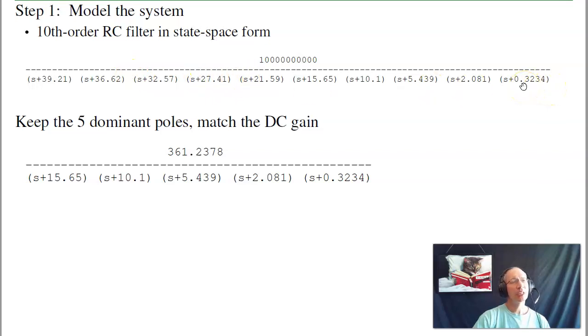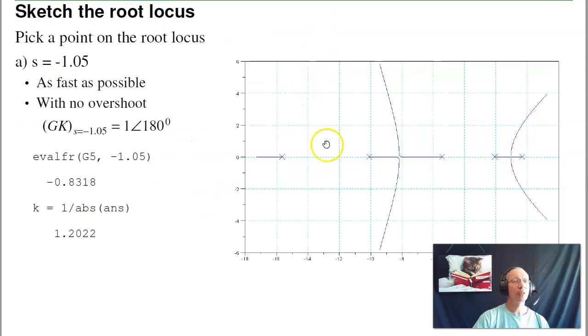10th order is kind of a pain to deal with, so let's just keep the dominant poles, and somewhat arbitrarily, let's keep the dominant 5 poles. So I'm going to keep the slowest pole and the poles that are 50 times faster or less. So here's my 5th order approximation. The numerator just matches the DC gain. Draw the root locus of this 5th order system. I get this. The 10th order system has a couple other poles over here. They don't affect the root locus all that much.